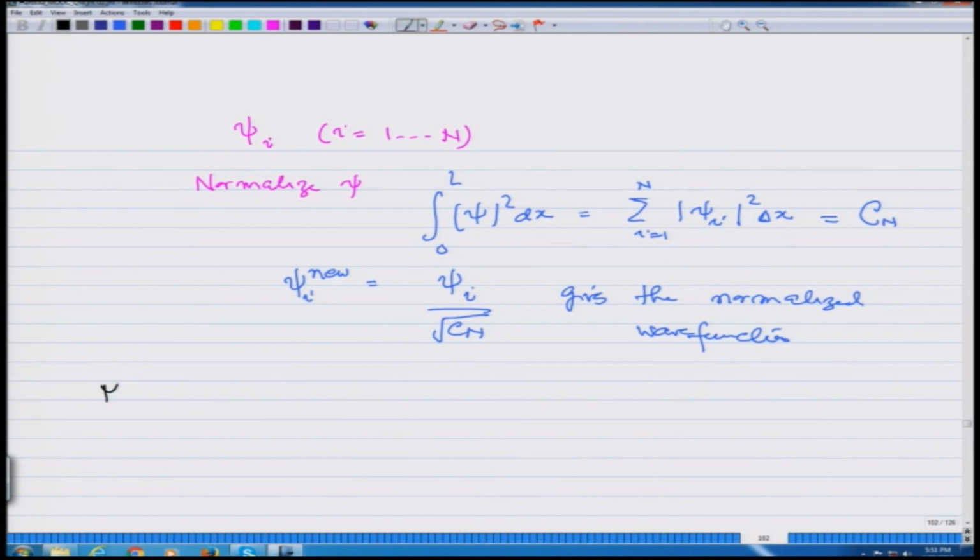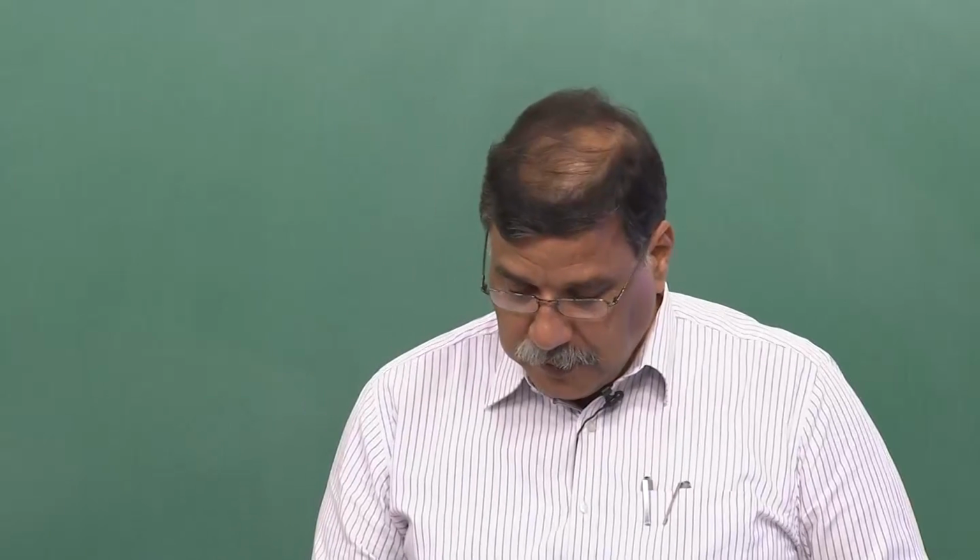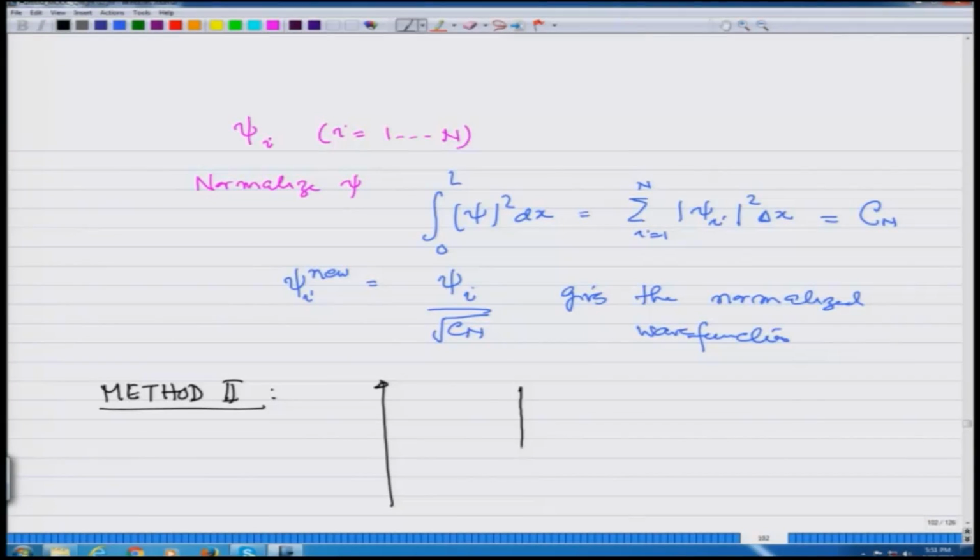Method 2, which in this case is not really required, but I am giving it because it will be required for cases that we will discuss in the coming lectures. In method 2, you actually start building up the solution from one side, you start building up the solution from the other side, and you match the logarithmic derivative at some point x 0. Once that matches, that gives you the eigenvalue.